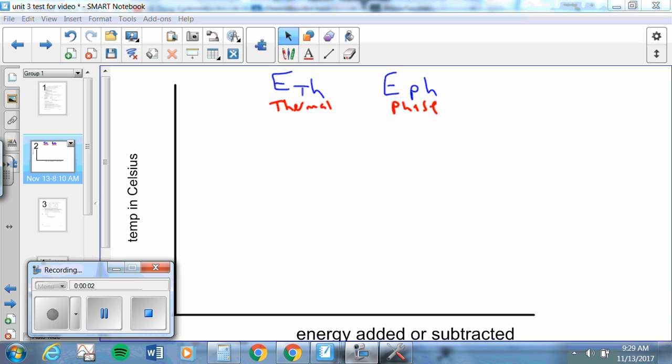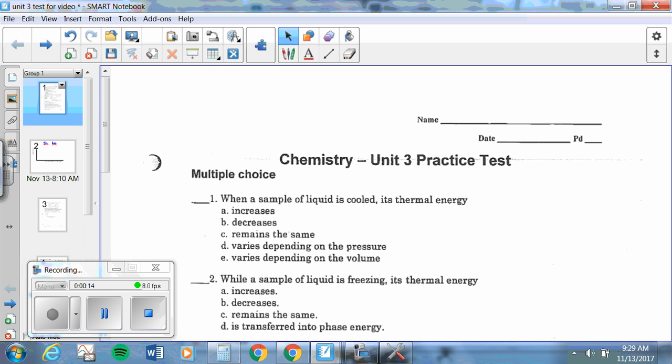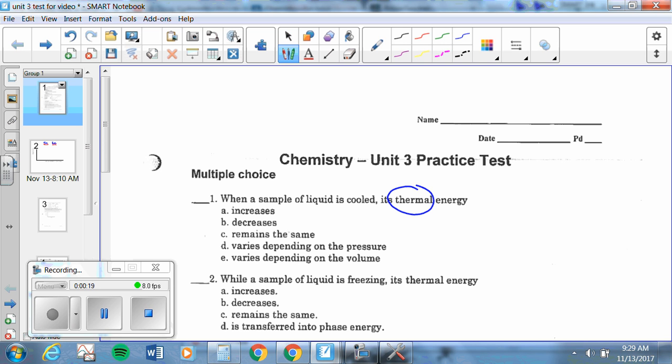First sections are about LOL, or energy transfer diagrams. There's some multiple choice that go along with these. They're going to be asking about things like thermal and phase energy. That first one says when a sample of liquid is cooled, its thermal energy... And what happens? The word I'm going to key on is thermal energy.